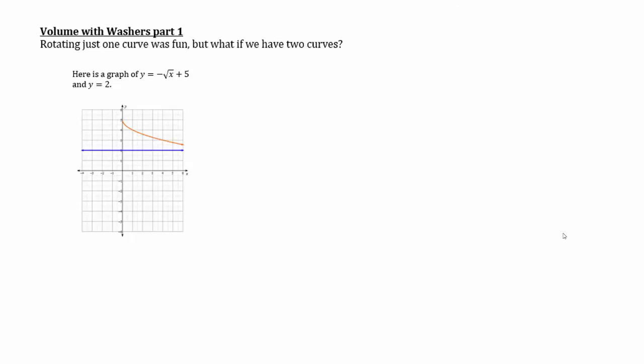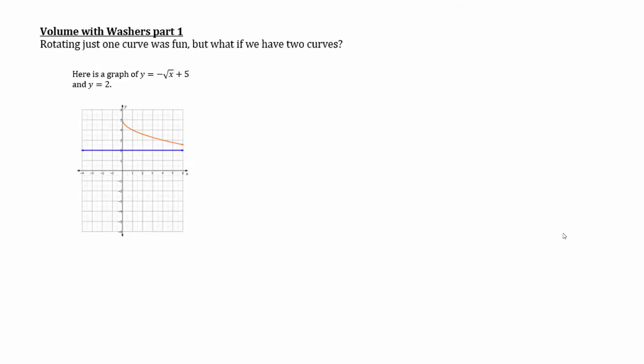In the previous two lessons, we talked about volume with disks, because the side of our figure looked like a circle because of the way we were rotating around. And so the question may be that, with one graph, that was fine, but what if we have two graphs? This is really going to combine what we did at the beginning of this unit, where we found the area between two curves, with what we did most recently, which is volume. Let's take a look at this graph.